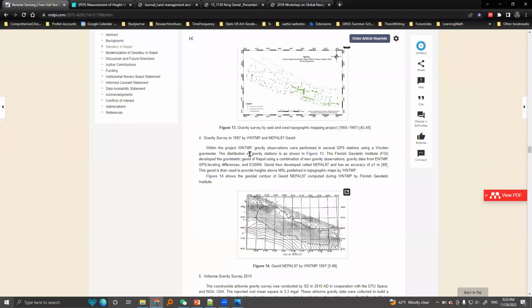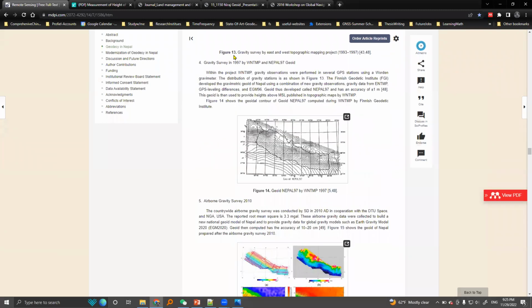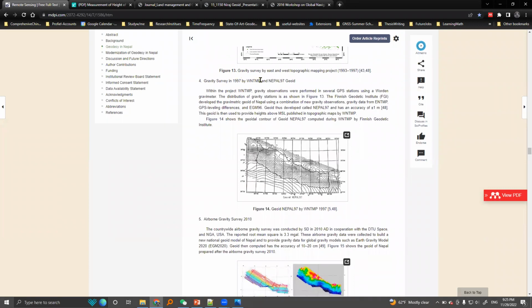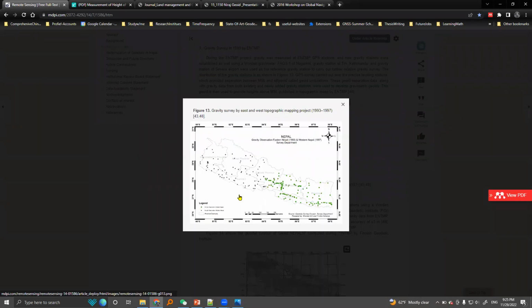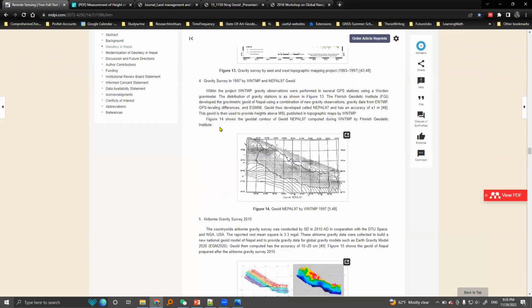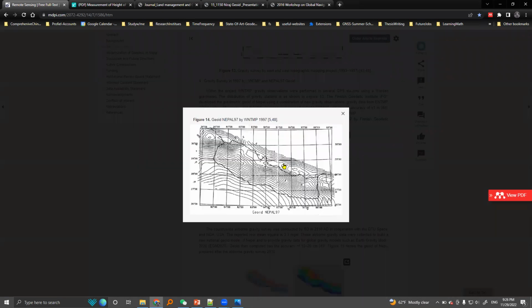Again, let's move to 1997. In 1997, during the WNTMP project, the Western Nepal Topographic Mapping Project, additional gravity measurements were made. Here is the western portion of Nepal, and we can see the spatial distribution of those gravity stations. In 1997, all the gravity data collected till that time was used to develop the geoid of Nepal. This figure shows the geoid of Nepal. The name given to it was Geoid Nepal 97.